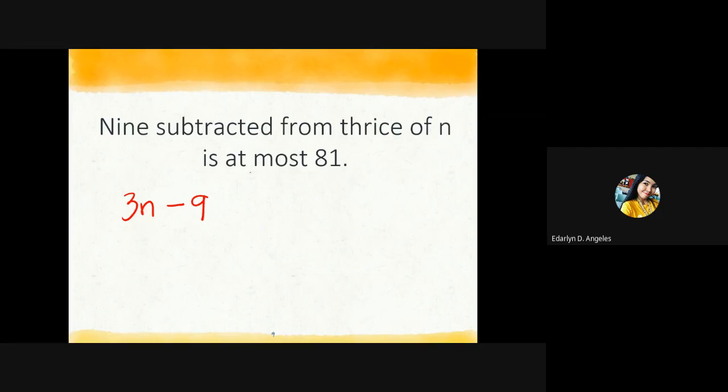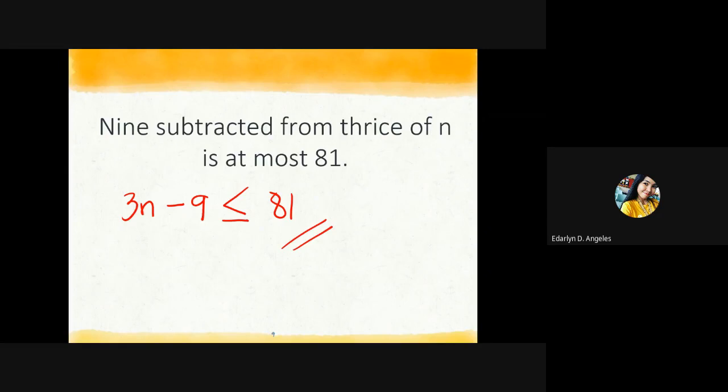Okay, and we have here the phrase at most, meaning to say it is less than or equal to 81. Okay, meaning to say the maximum or at most is 81. So it should be less than or equal to 81. Okay, so 3n minus 9 is at most 81.